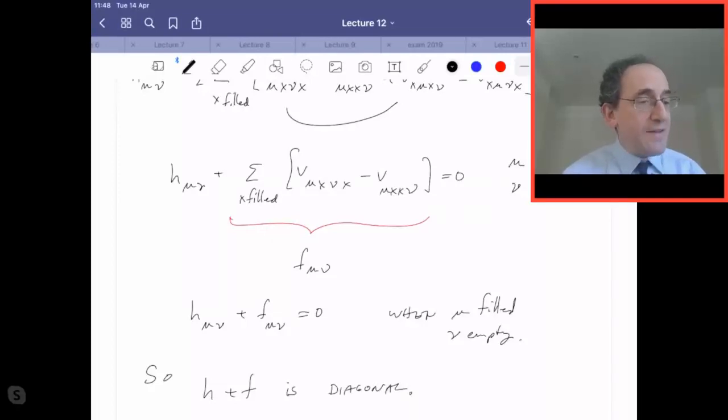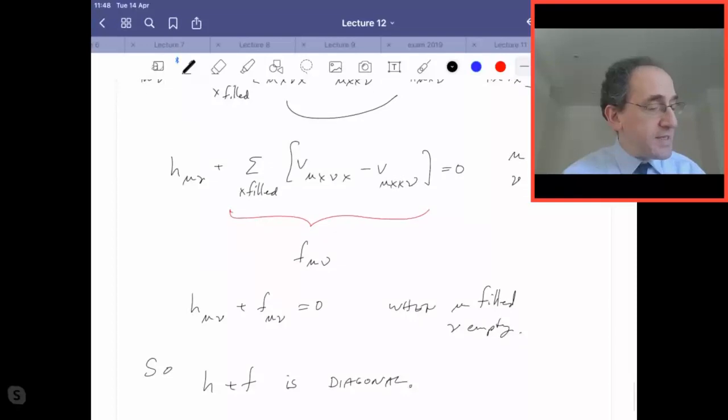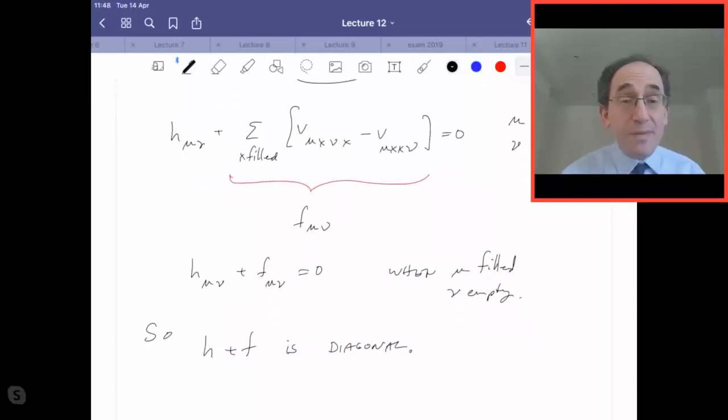and if h plus f is diagonal, that means we've come to the Hartree-Fock solution. So our condition that h plus f becomes, we're in a basis where h plus f is diagonal, is the same condition as being at a variational minimum of the energy, and that's what we were setting out to prove. QED, or draw a box or a lobster.